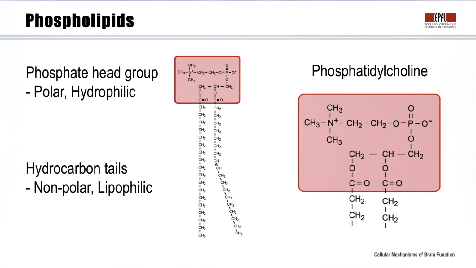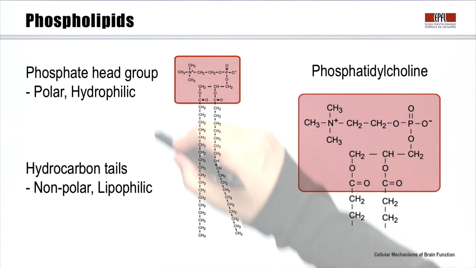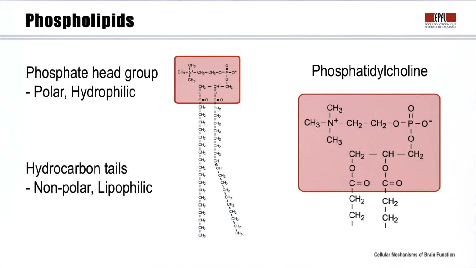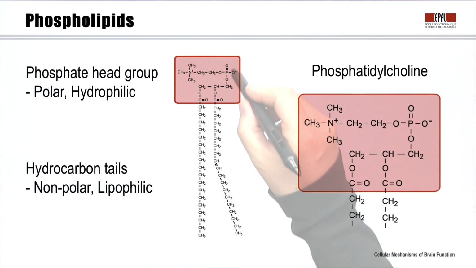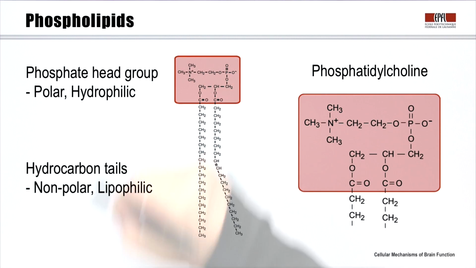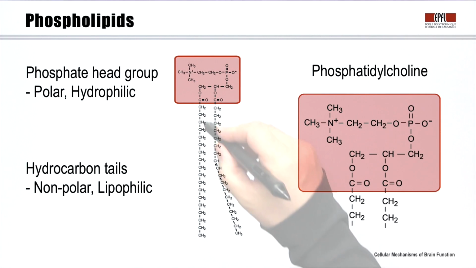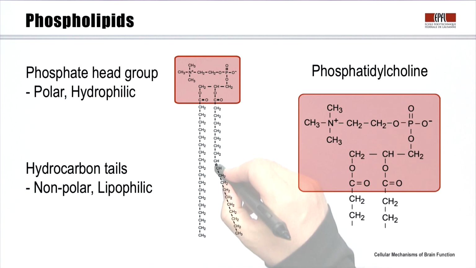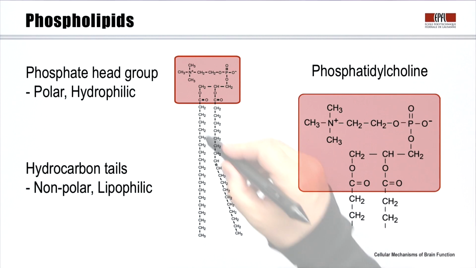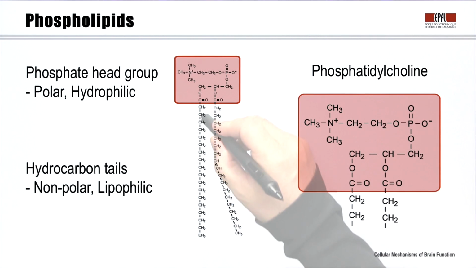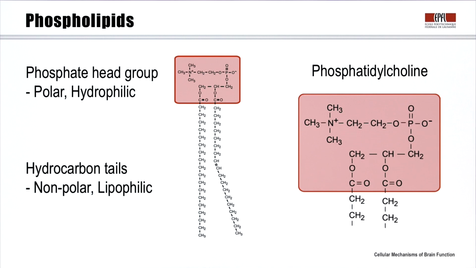The cell membrane is made of phospholipids, and this is a typical example of a phospholipid. It can be divided into two parts, a phosphate-containing head group and long hydrocarbon chains. These long hydrocarbon chains are lipophilic, non-polar, and therefore they are hydrophobic. They don't like to interact with water.